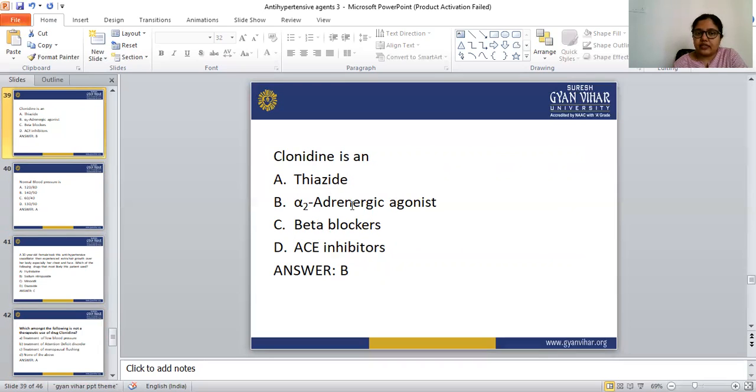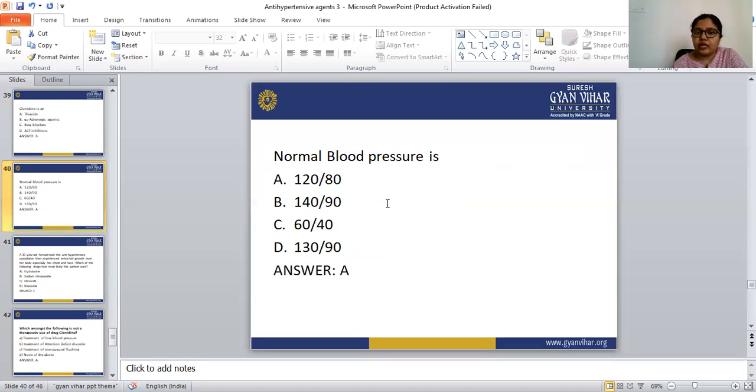Clonidine is a: thiazide, alpha adrenergic agonist, beta blocker, ACE inhibitor. The correct answer is alpha 2 adrenergic agonist. Normal blood pressure is 120/80.